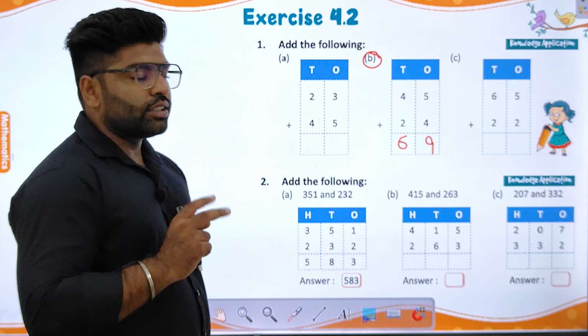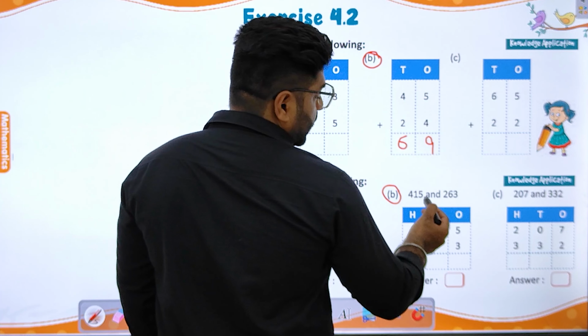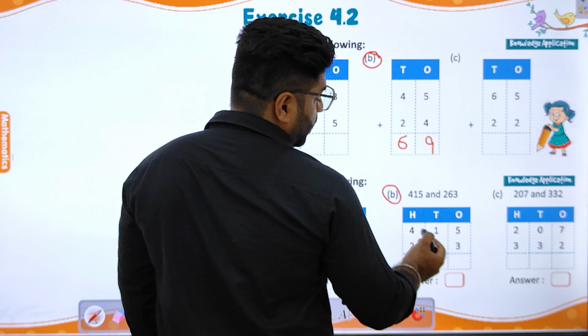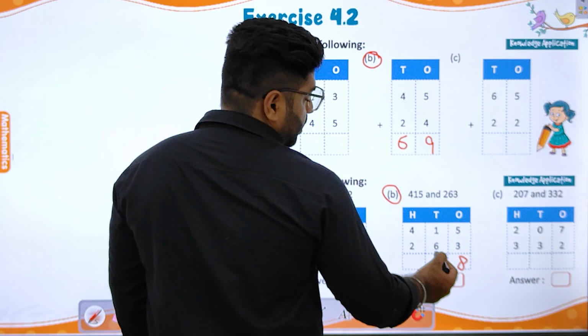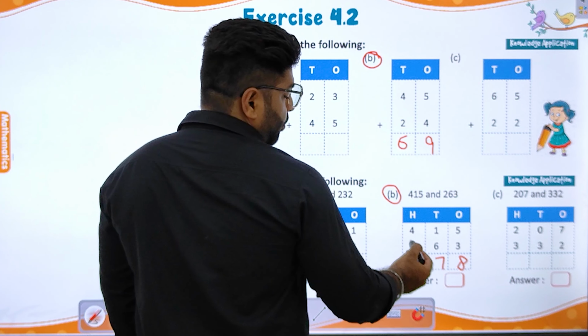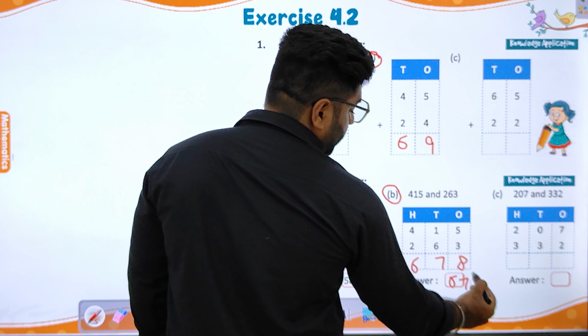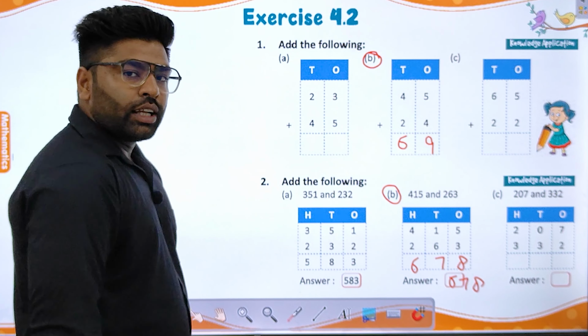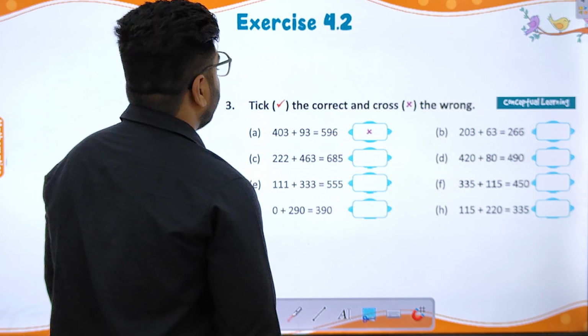After that we are having question number 2, that is add the following, and here we are having 3 digit numbers. That is question number B. This is 415 and 263. 5 plus 3 is 8. 6 plus 1 is 7. 4 plus 2 is 6. So the answer is 678. Clear?